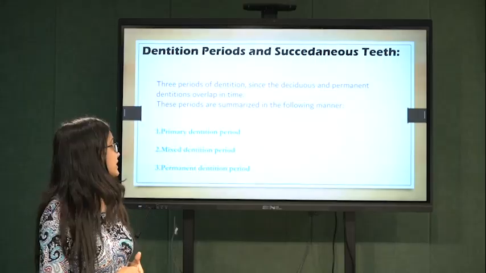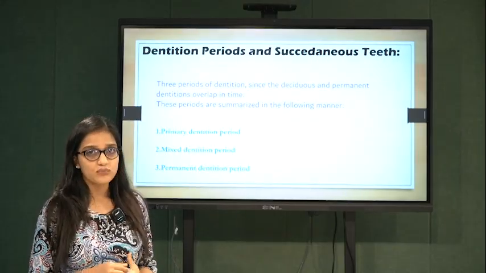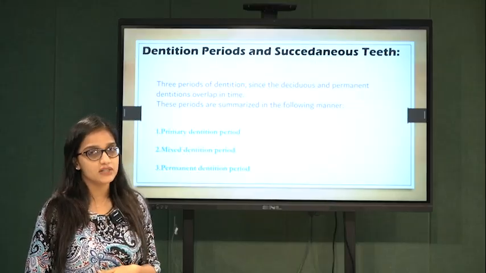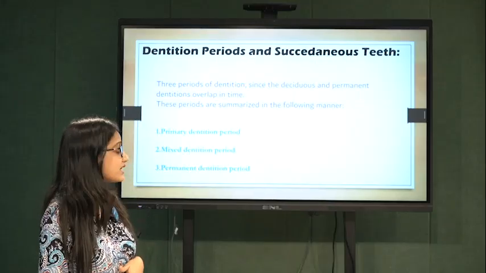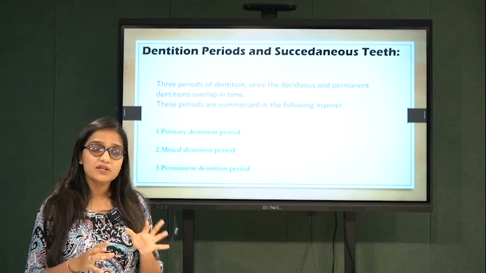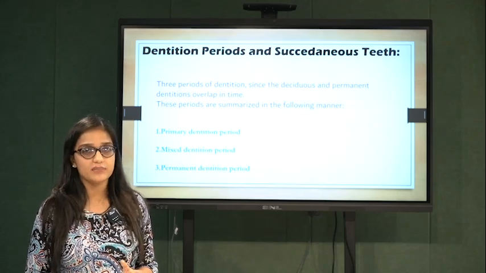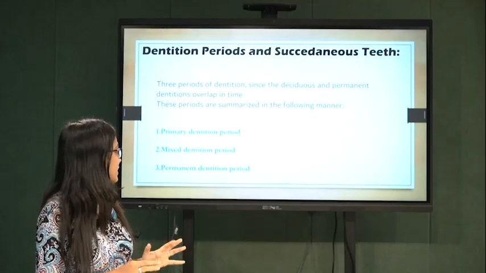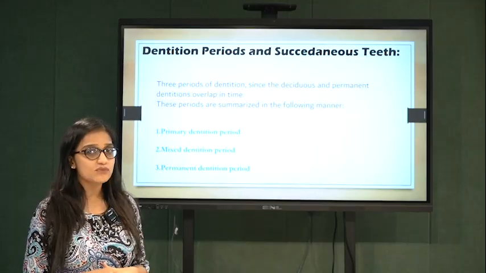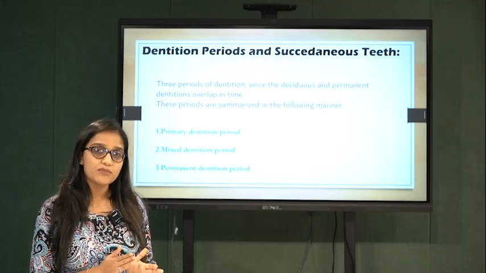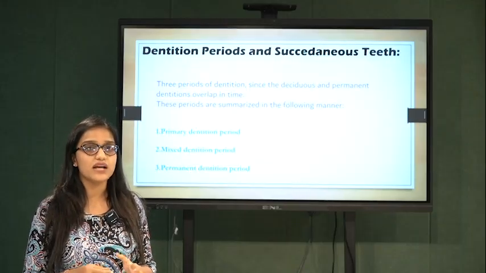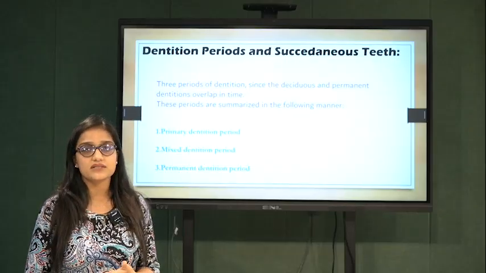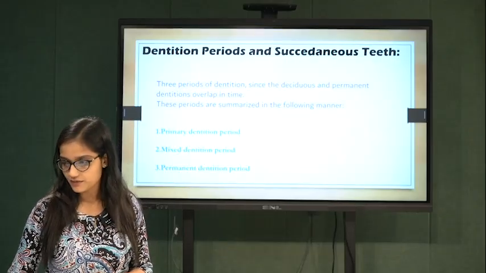Now the dentition period is divided into 3 main periods, that is primary dentition period, mixed dentition period and permanent dentition period. Why is it known as primary dentition period? Because in the primary dentition period only primary teeth are present, that is 20. In each quadrant 5 teeth are present. Now what is mixed dentition period? In this, both primary and permanent dentition are together, so it is mixed dentition. In permanent dentition period, only permanent teeth are present, that's why it is known as permanent dentition period.